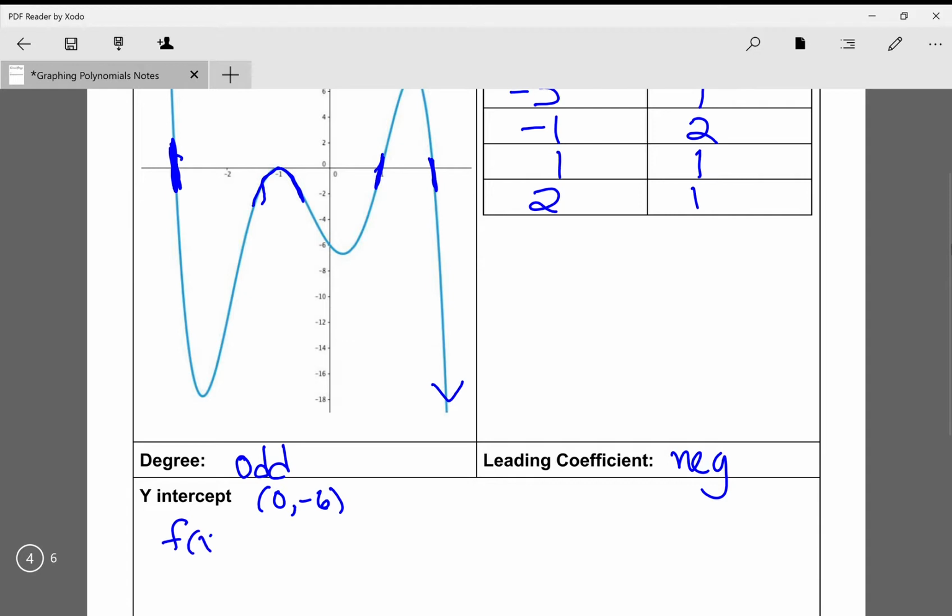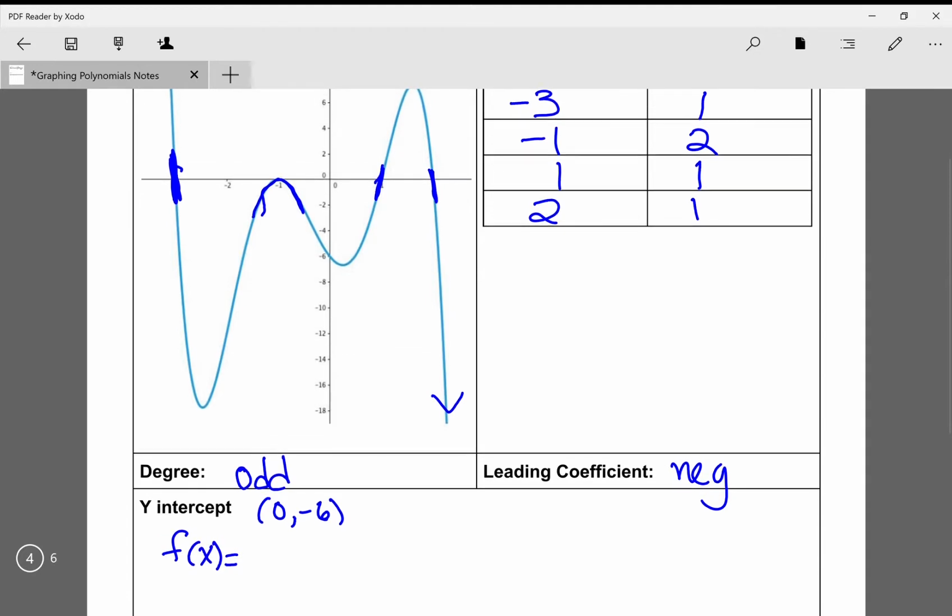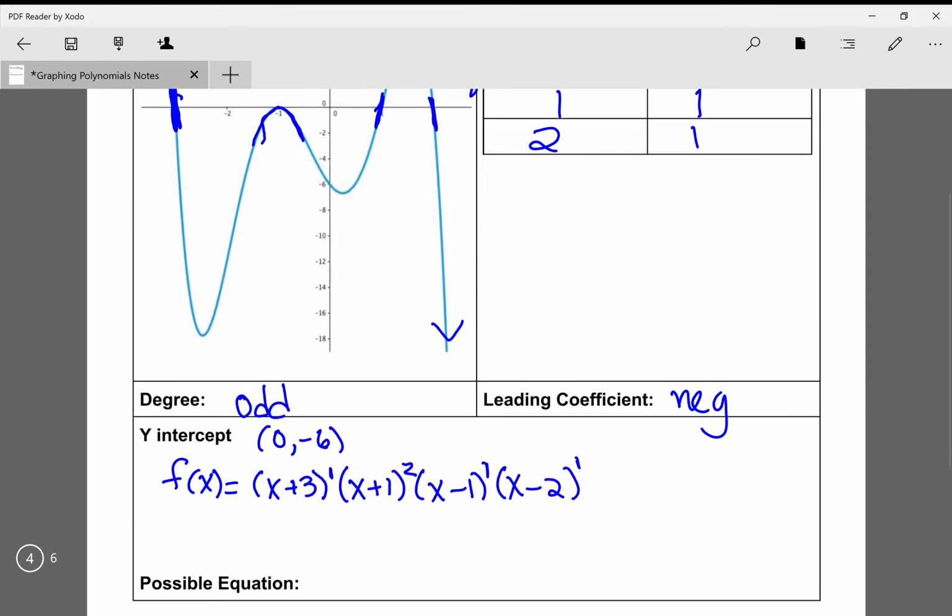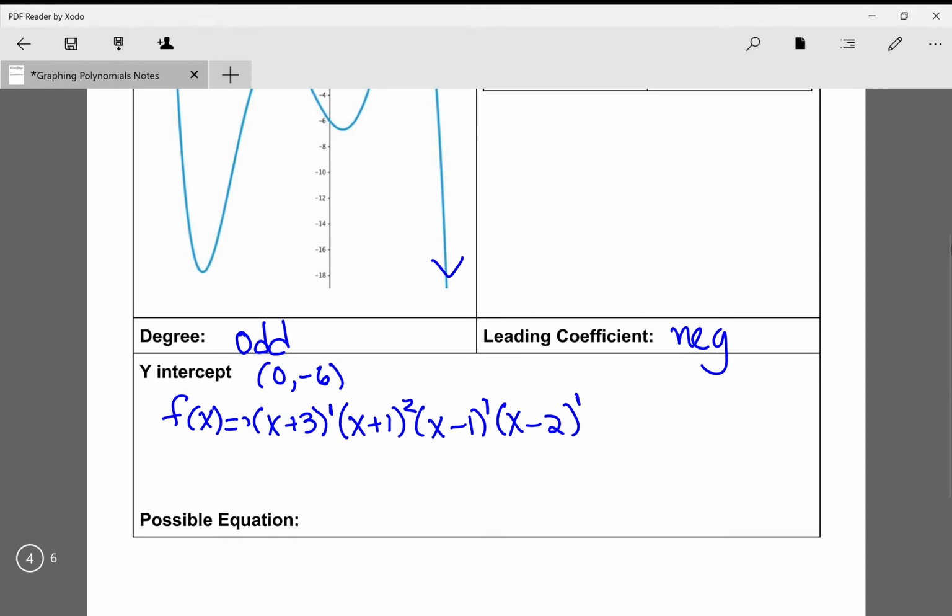So f of x equals a. Now I'm going to go to these zeros back up here and change them to factors. So instead of -3, I'm going to put x plus 3 to the first power times x plus 1 to the second power times x minus 1 to the first power times x minus 2 to the first power. But really, I have some sort of coefficient out here, and that's what I'm going to use my y-intercept to find. So I'm going to substitute in 0 for x and -6 for y.